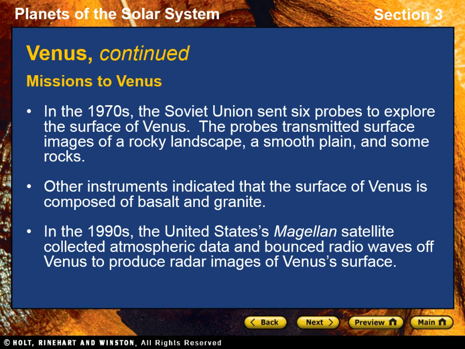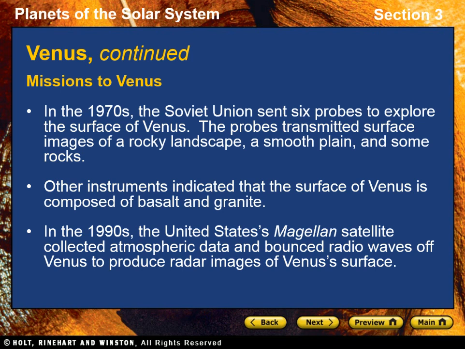Missions to Venus. In the 1970s, the Soviet Union sent 6 probes to explore the surface of Venus. The probes survived in the atmosphere long enough to transmit surface images of rocky landscapes. The images showed a smooth plain and some rocks. Other instruments carried by the probes indicated that the surface of Venus is composed of basalt and granite. These 2 types of rocks are also common on Earth.